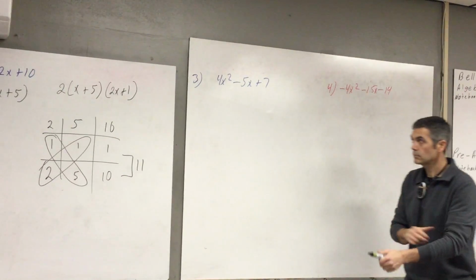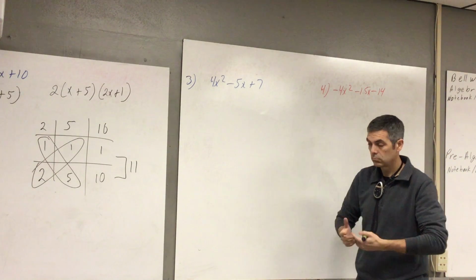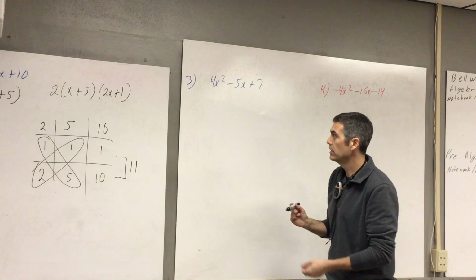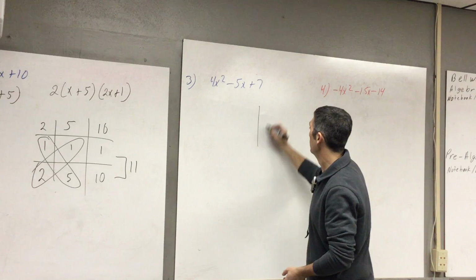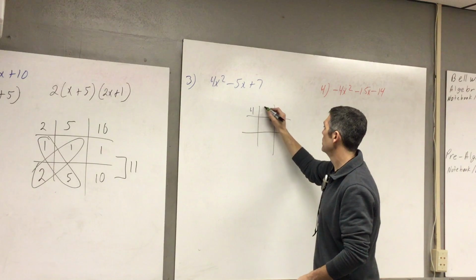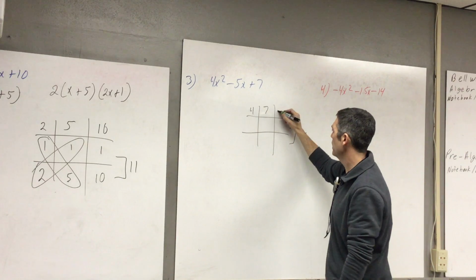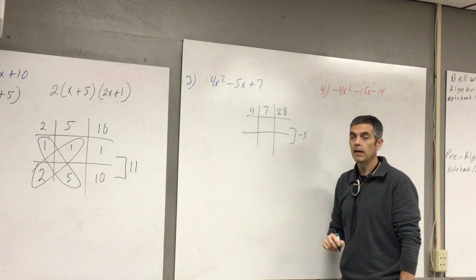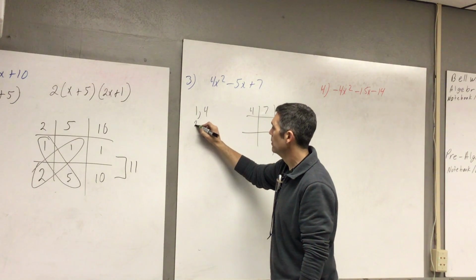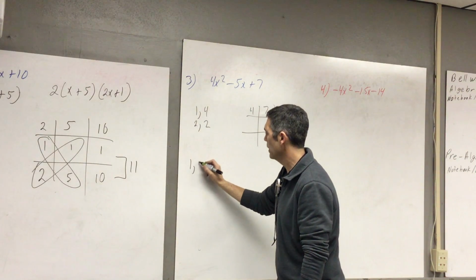All right, 4x squared minus 5x plus 7. It's in order, that's good. There's nothing that can be taken out. There's no greatest common factor. So now we're just going to get into our tic-tac-toe. The A goes here, C here. Going to add to get our B, and we're going to multiply here. Okay? Now, what do we multiply to get 4? Well, we can multiply 1 and 4, 2 and 2. And then what can we multiply to get the 7? Well, 1 and 7.